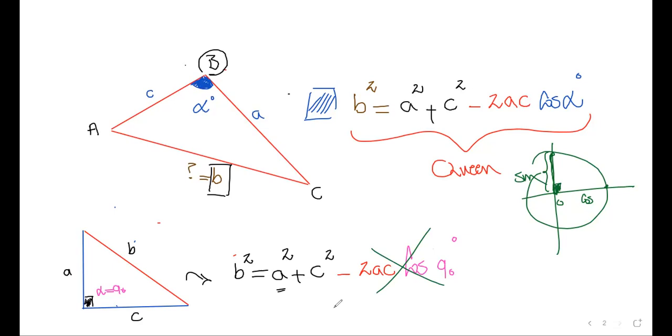And guys, look at that. From here, by using the cosine formula, we got back again to the Pythagorean theorem because cosine 90 is 0, and these terms all vanish, and you're left with A squared plus C squared. Make sense?